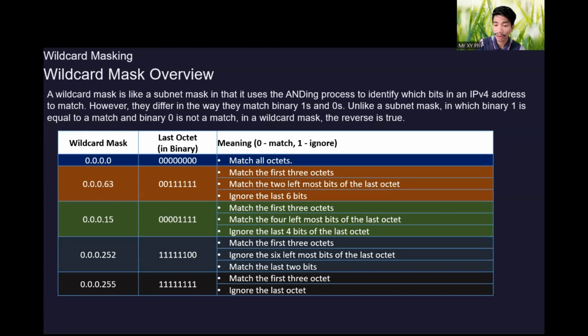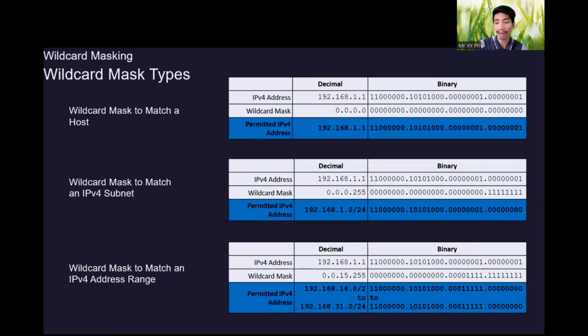Okay, so next we have the wildcard mask types. We have three: the wildcard mask to match a host, the wildcard mask to match an IPv4 subnet, and the wildcard mask to match an IPv4 address range. So we have those three tables on the screen, and they show that in the context of networking and the access control list, or ACL, a wildcard mask is used to specify which parts of an IPv4 address should be matched or ignored when determining whether a particular address is allowed or denied into a network or from a source.